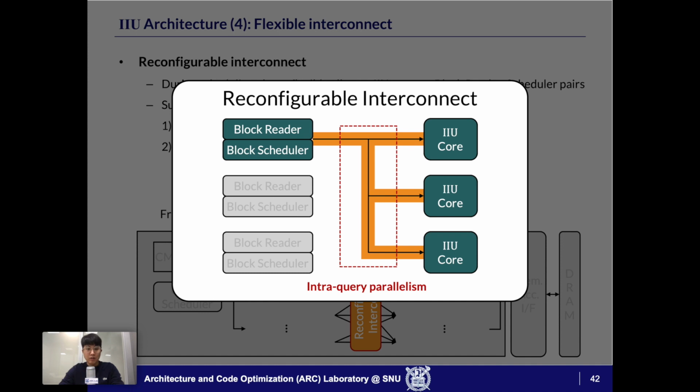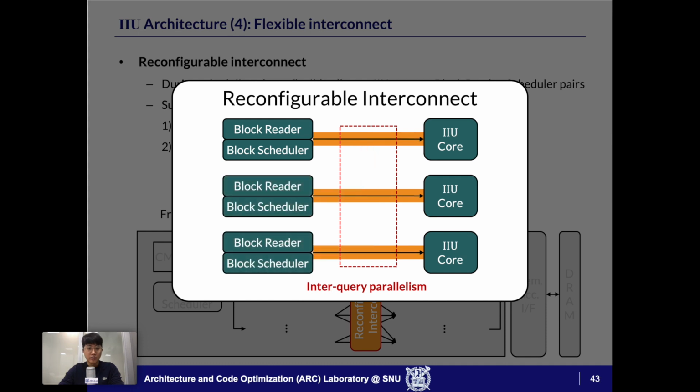For intra-query parallelism, multiple 2U cores are connected to one block leader scheduler pair. Using multiple 2U cores for a single query can reduce single query latency. For inter-query parallelism, a single block leader scheduler pair is connected to a single 2U core. In this case, 2U processes multiple queries concurrently so that 2U can improve query throughput. We can apply different levels of parallelism to each query by setting the number of 2U cores controlled by a single block leader scheduler pair.